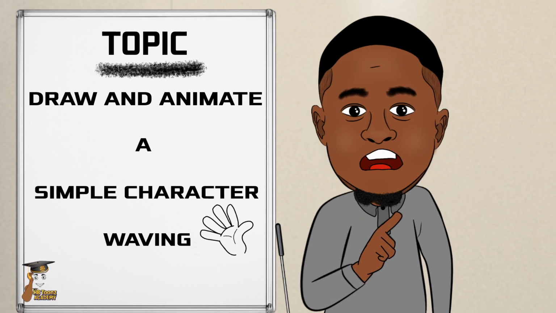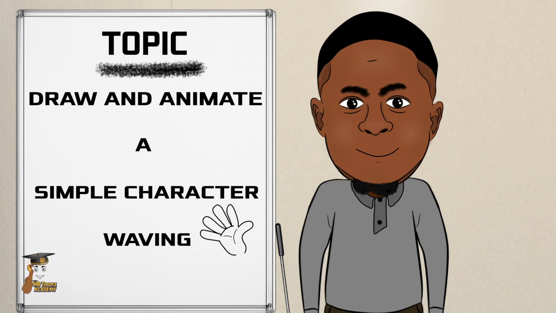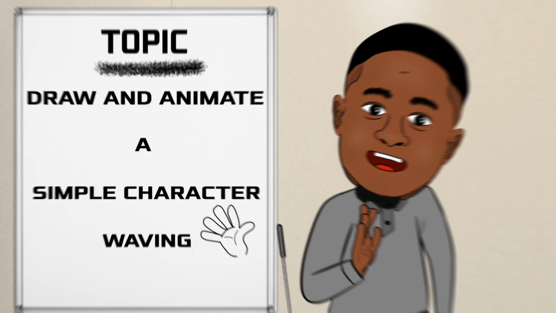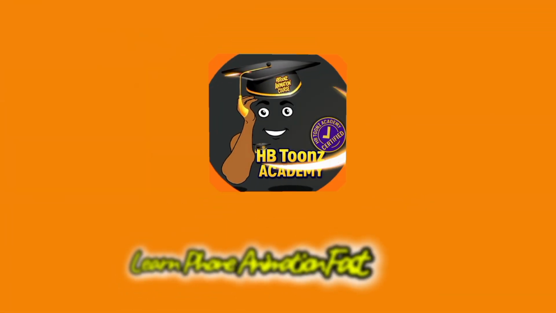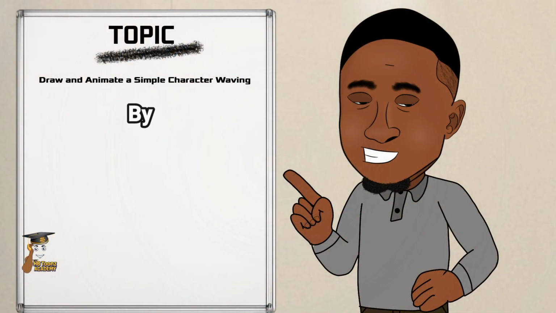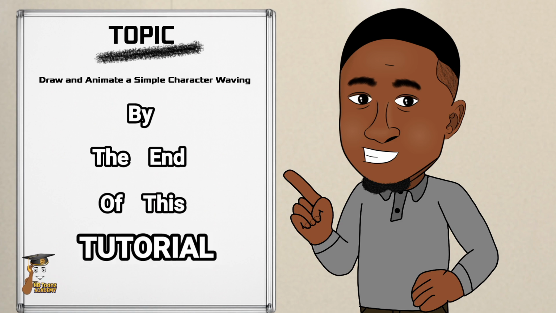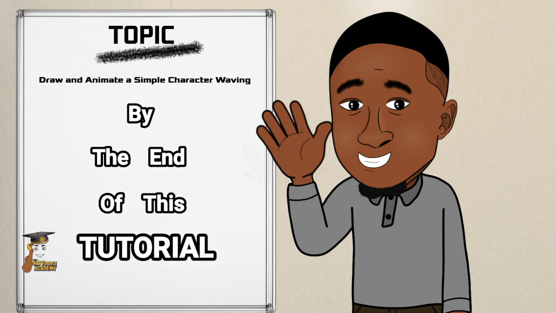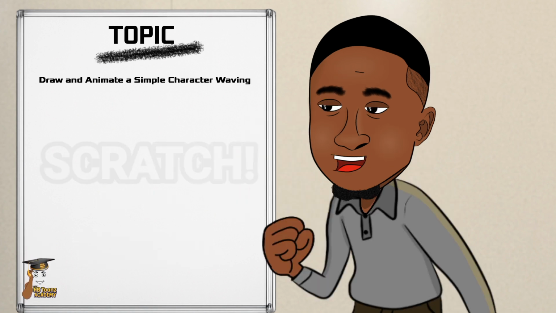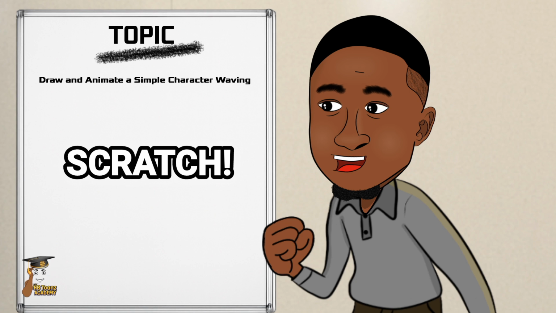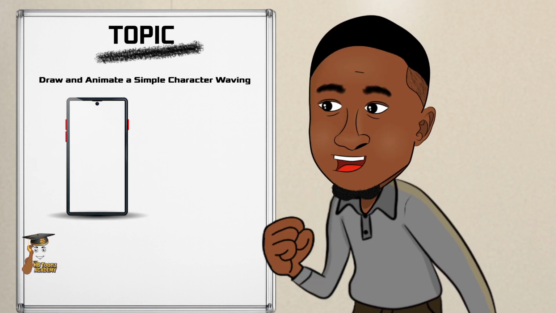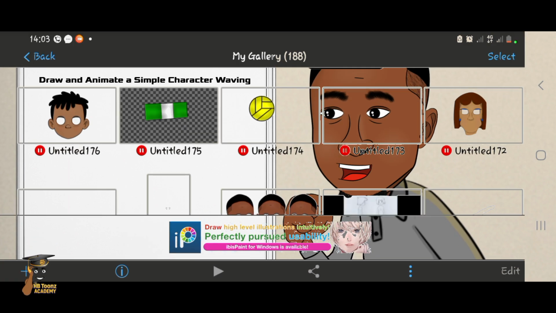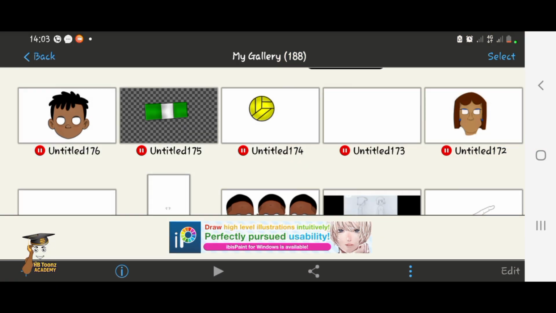Today, we are learning how to draw and animate a simple character that waves using just your phone. By the end of this tutorial, you will have your own animated character waving hello, drawn and animated from scratch. No experience needed, just our phone, our Flipaclip and our IBS Paint. That's all we need. Now we are on the IBS Paint interface.